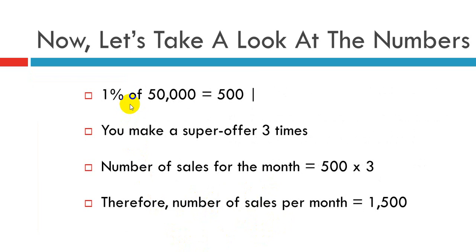Now we are saying you make only 3 sales offers in a whole full month. The number of sales for the month is going to be 500 times 3, because only 1% of people took you up on your offer. Therefore, the number of sales you're going to make per month will be 1,500 sales.